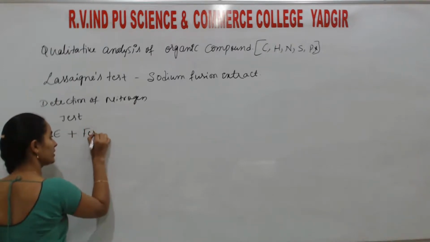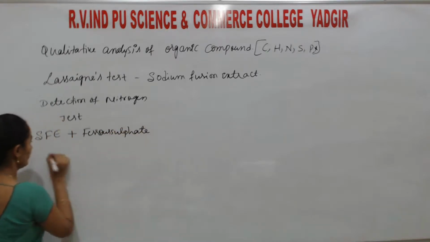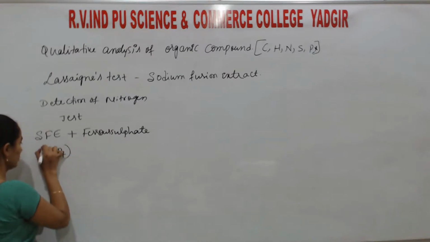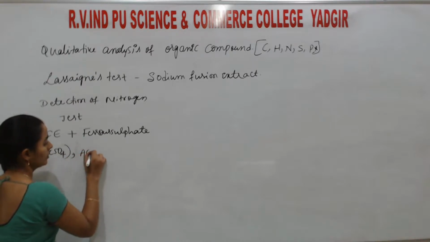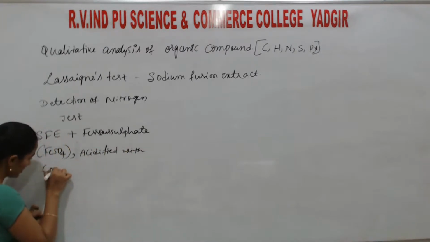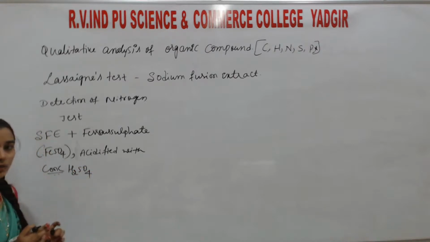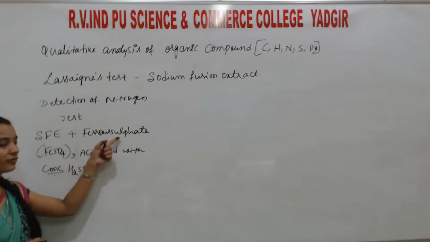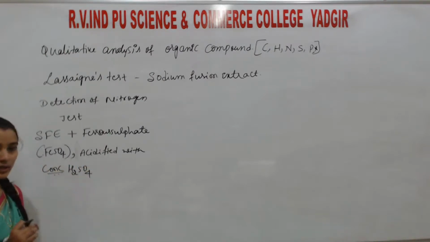ferrous sulfate, FeSO4, followed by acidified with concentrated H2SO4. This is the test we have to conduct. Sodium fusion extract is reacted with ferrous sulfate, and later it is acidified with concentrated H2SO4.